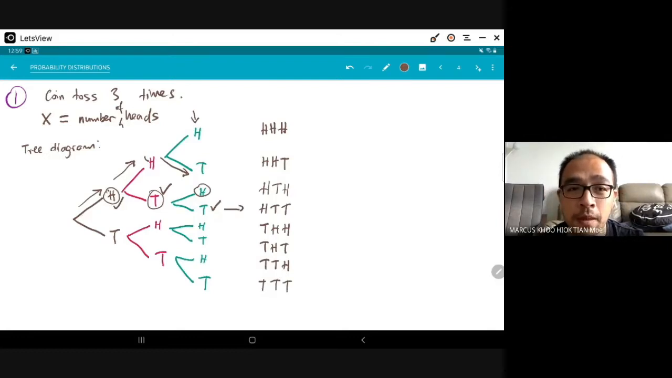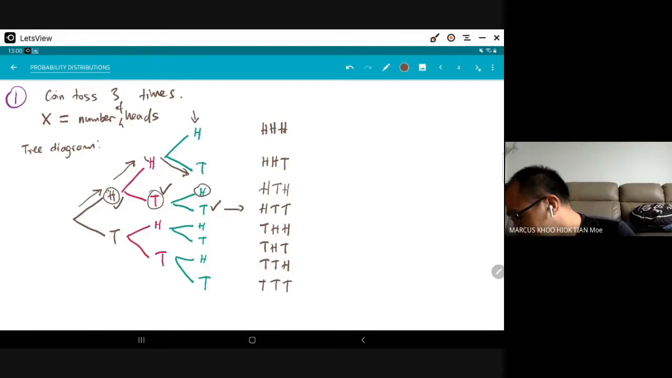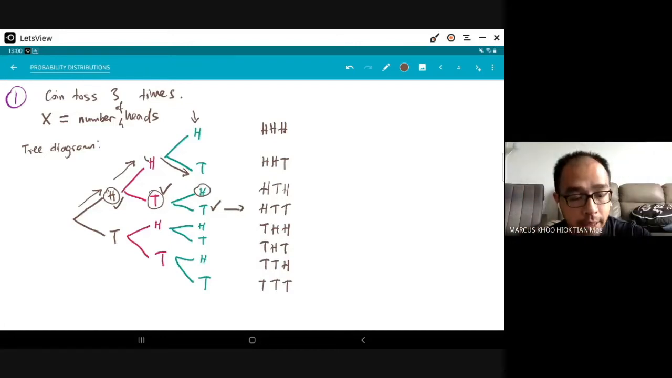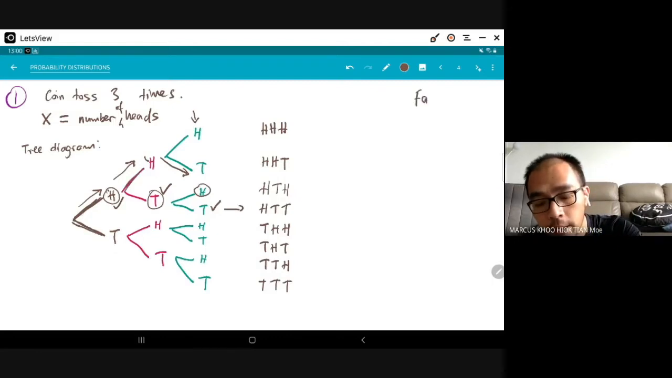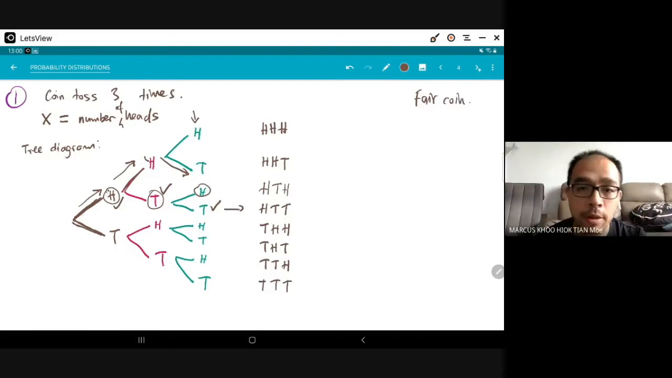So, the question is this. Setiap satu daripada ini, what is the probability? If this is a fair coin, what is the probability of getting a head?